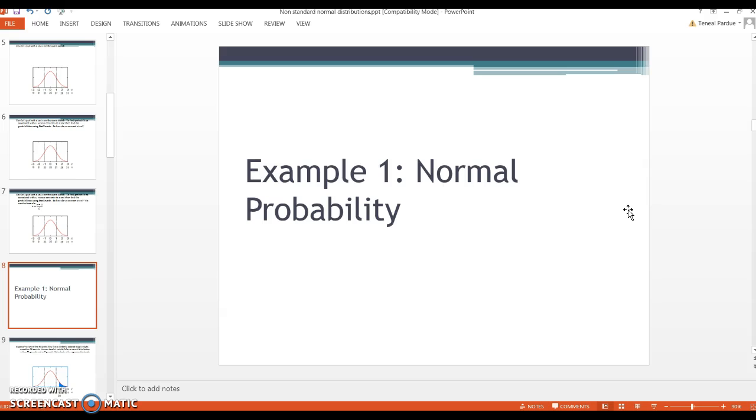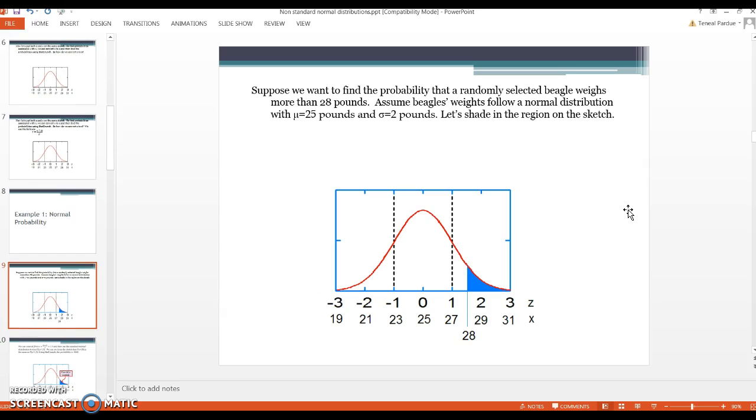So we'll do a couple of examples. Here's the first one. We want to find the probability. We're still assuming a mean of 25 and a standard deviation of 2. We want to find the probability that a randomly selected beagle weighs more than 28 pounds. So we've got our sketch here. Here's 28, right between 27 and 29. And you can see that the z-score there is going to be between 1 and 2, so it's going to be 1.5.